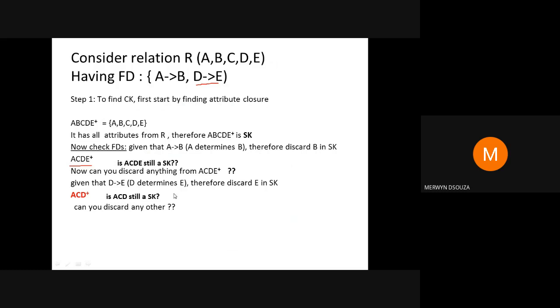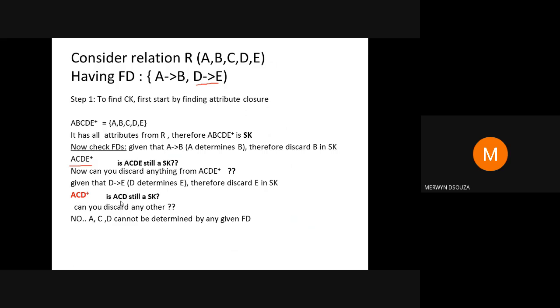Can you discard anything further from this super key ACD? To discard anything, you need to find a functional dependency. Is there any other functional dependency by which we can discard any of these attributes? The answer is no. ACD cannot be determined by any of the given functional dependencies. Therefore, ACD is your minimal super key.